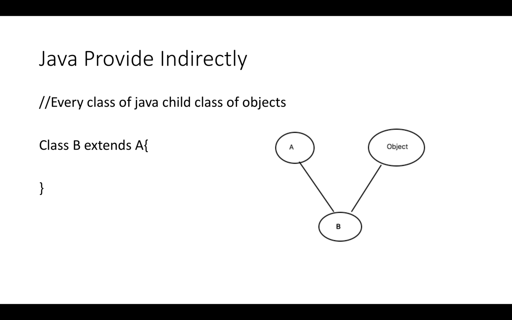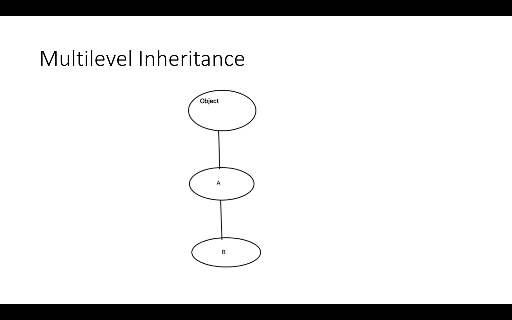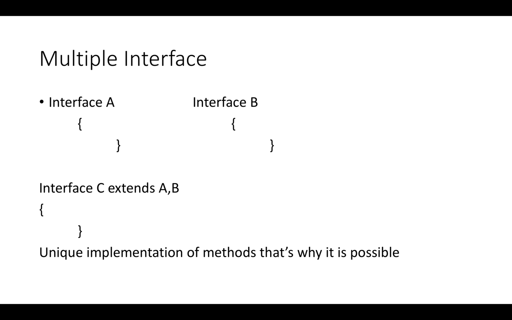But in Java, classes directly or indirectly extend from the Object class. If your class doesn't extend from any class, then your class is directly a child class of Object. If it does extend from another class, then your class is indirectly a child class of Object. That is called multi-level inheritance. You can see it from the diagram.